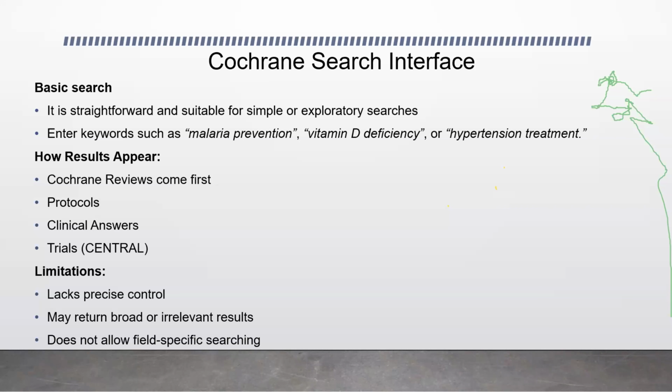But it is limited because it lacks precise control, and it may return broad or irrelevant results. That's why it is highly encouraged to do an advanced search, especially if you're doing a systematic search for systematic reviews. It's not encouraged to use the basic search, as I've said, but also it does not allow field-specific searching. So it is limited. So we'll concentrate on how you can use the advanced search rather than the basic search.